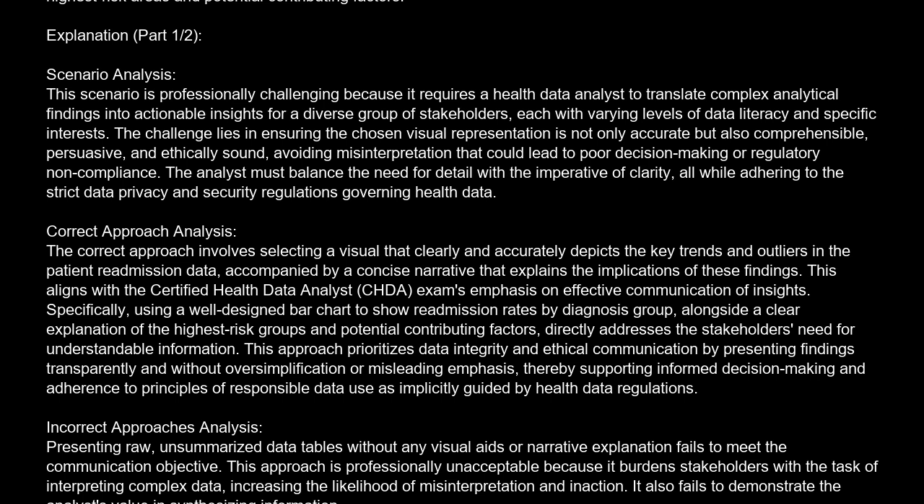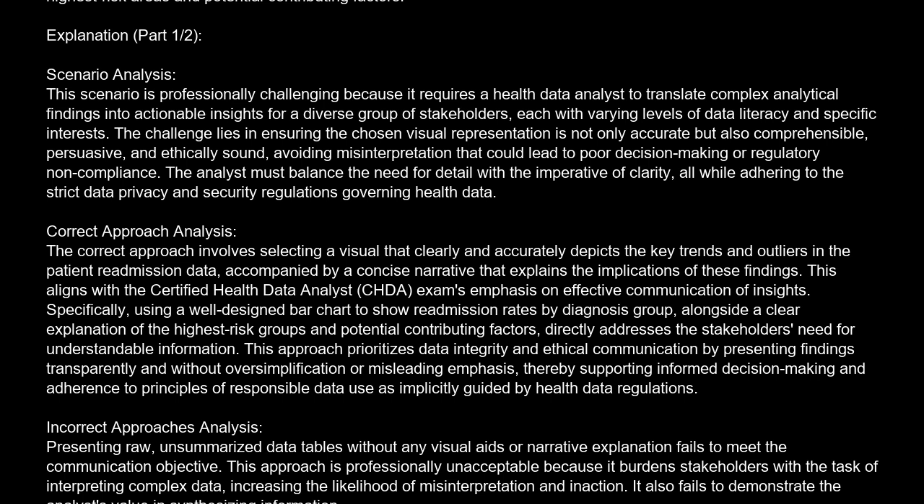The analyst must balance the need for detail with the imperative of clarity, all while adhering to the strict data privacy and security regulations governing health data. Correct approach analysis. The correct approach involves selecting a visual that clearly and accurately depicts the key trends and outliers in the patient readmission data, accompanied by a concise narrative that explains the implications of these findings.